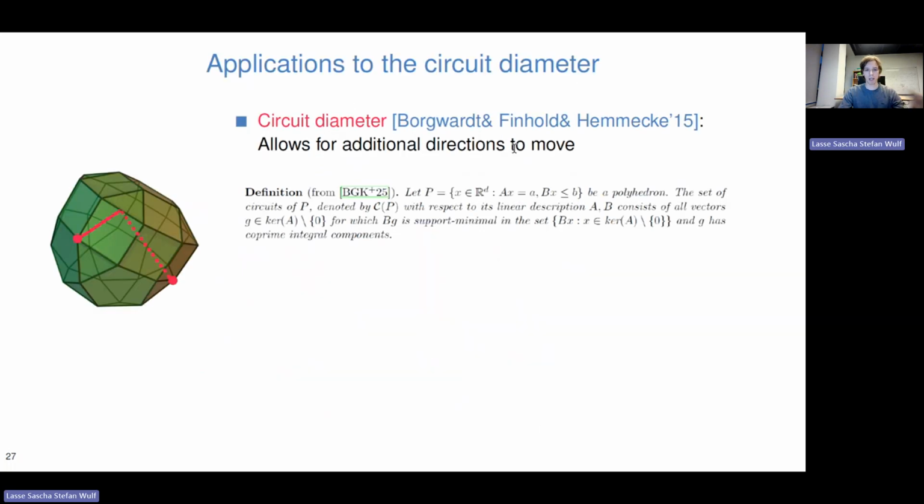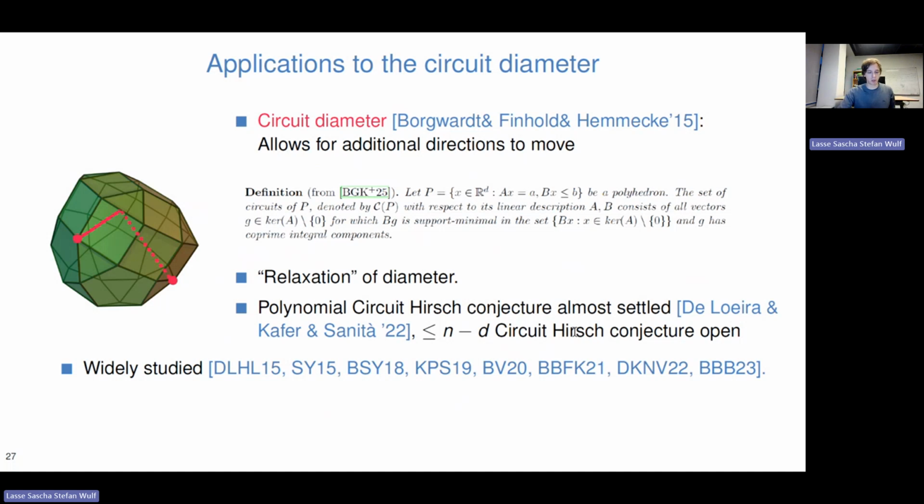And there's some applications. There's a variant of the polytope diameter called the circuit diameter, which allows for additional directions to move. So I will not explain the technicalities, but somehow in this variant, you're also allowed to move sometimes through the interior of the polytope according to certain rules. And it's a relaxation of the diameter. Because it's a relaxation, it has also gained a lot of recent interest. So there's a lot of papers studying this relaxation.